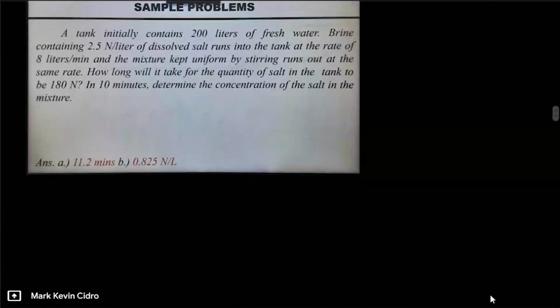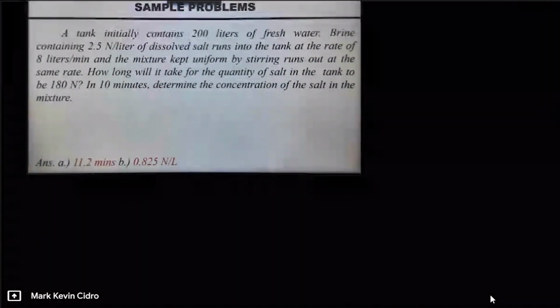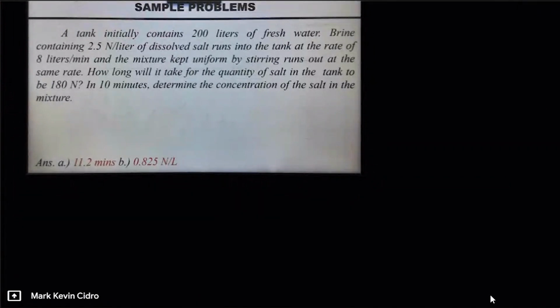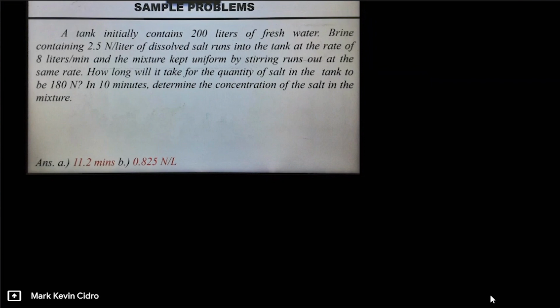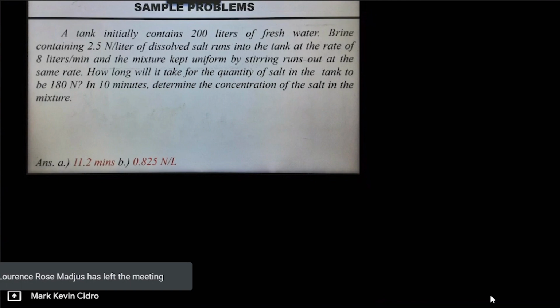Salt problem. A tank initially contains 200 liters of fresh water. Brine containing 2.5 Newton per liter of dissolved salt runs into the tank at a rate of 8 liters per minute, and the mixture, kept uniform by stirring, runs out at the same rate. How long will it take for the quantity of the salt in the tank to be 180 Newton? In 10 minutes, determine the concentration of the salt.